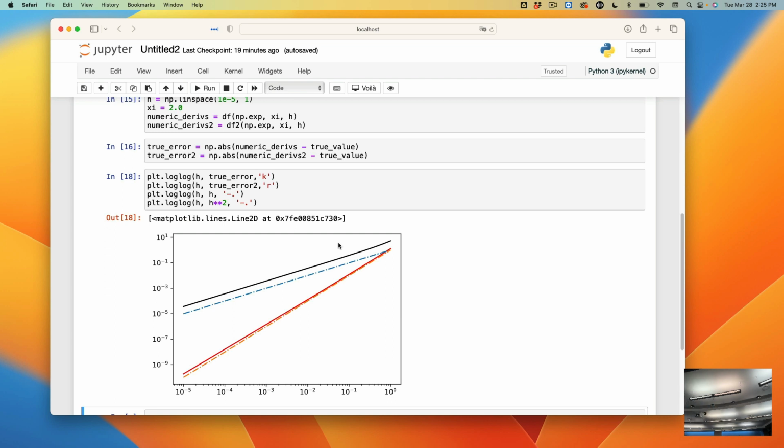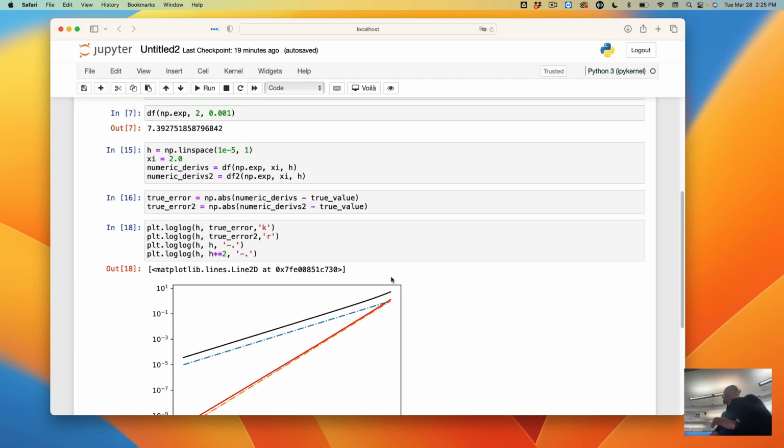Now, if you were to go to the actual array of the errors and compute the slope of that line, you can take the difference between the logs of two consecutive errors and try to evaluate the slope from that. You can do that. Just requires a little bit more acrobatics to get this done.